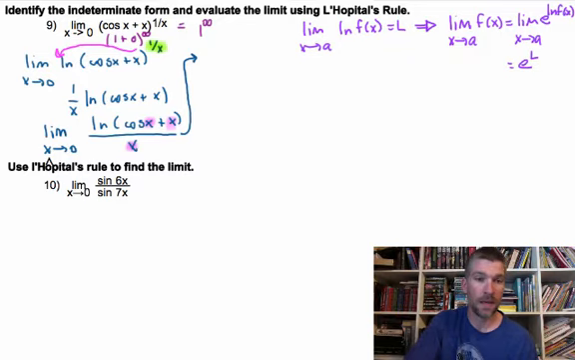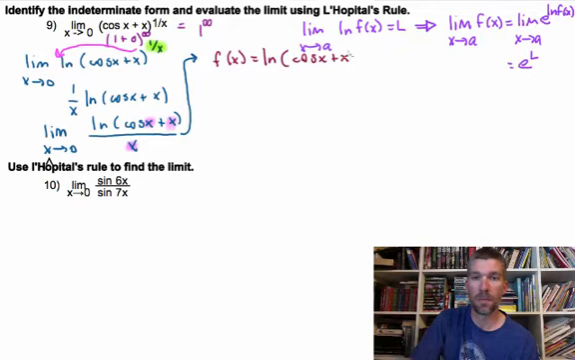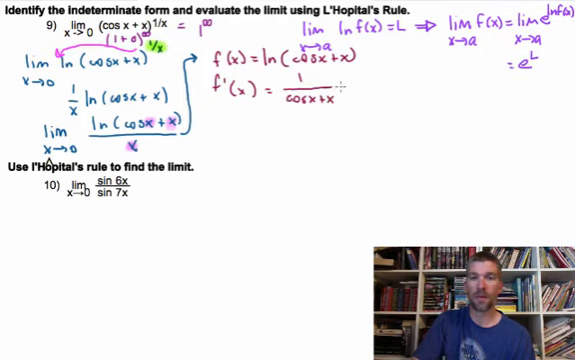What I'm going to do then is find the derivative of the top. So the top would be f of x, not f prime of x, not yet. The top would be f of x, and that's going to be the natural log of cosine x plus x. The derivative is 1 over cosine x plus x, times the derivative of the denominator, and the derivative of the cosine is negative sine x. The derivative of x is 1. So remember, that's all over 1.